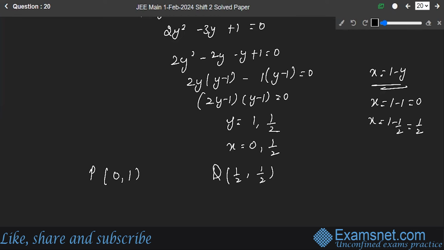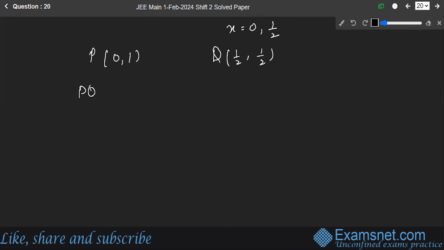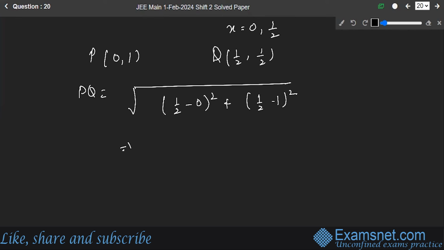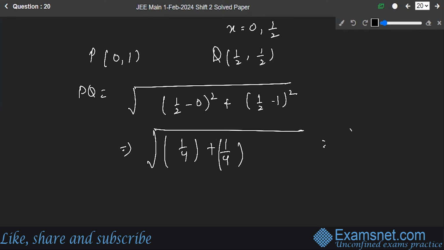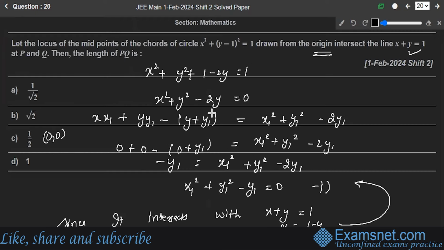I got both the points. Let's find the PQ distance using the distance formula. Root of (1/2 minus 0) squared plus (1/2 minus 1) squared. This gives me 1/4 plus 1/4 under the root, which will be root of 1/2. So this is the answer to the question, 1 by root 2. This is option A. Hope you are clear with this. Let's move to the next question.